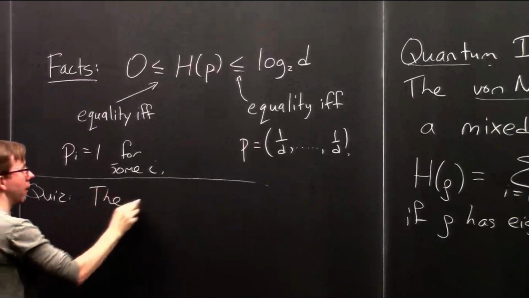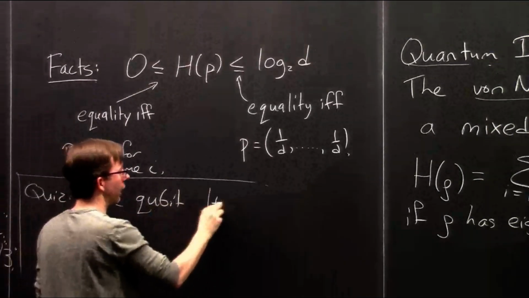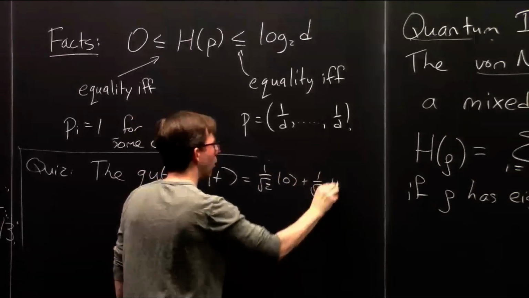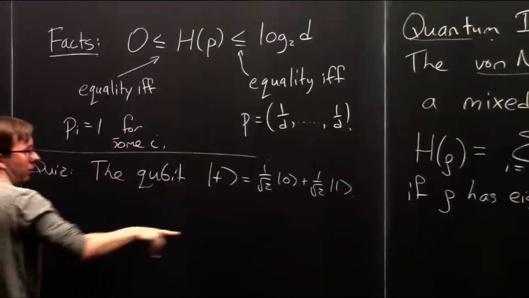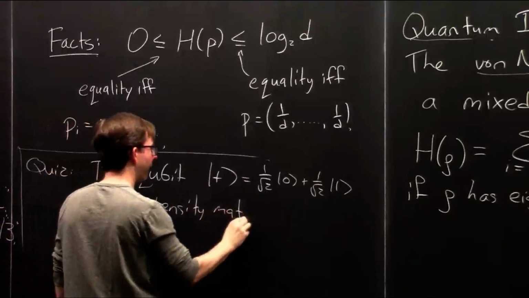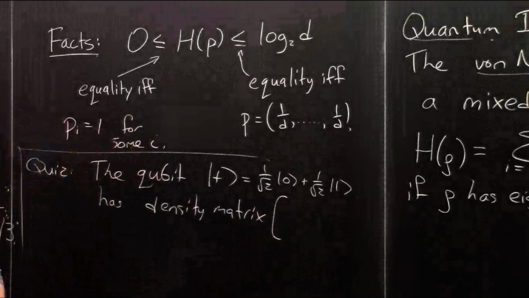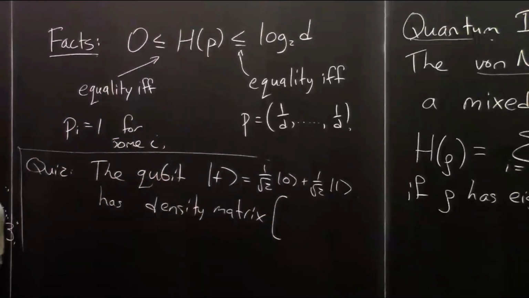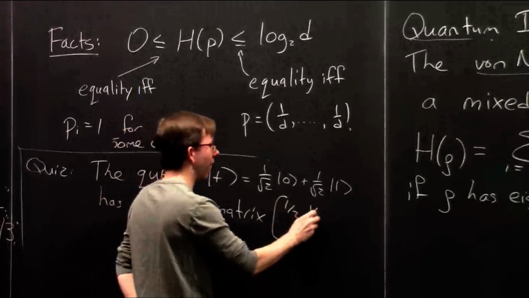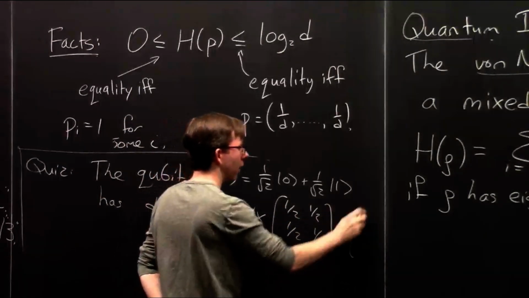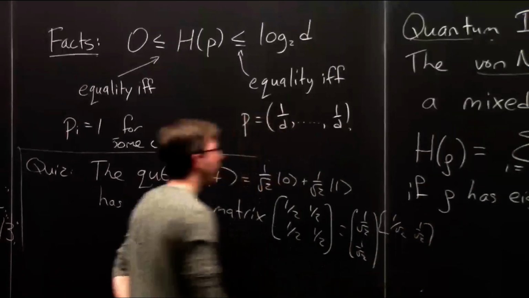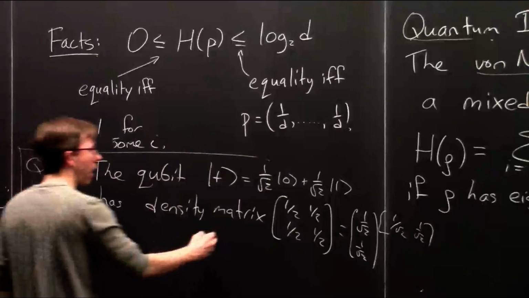Quiz. Here's the qubit. Let's go back all the way to lecture 3 or something. The qubit we like to call plus. This is a d equals 2 example: 1 over root 2 times 0, plus 1 over root 2 times 1. Now we like to write everything in terms of density matrices. Can somebody tell me what the density matrix for this is? Yeah, all 1/2. That's right: a half, a half, a half, a half, because it's 1 over root 2, 1 over root 2 in ket form, times 1 over root 2, 1 over root 2 in bra form. I'll call that rho.